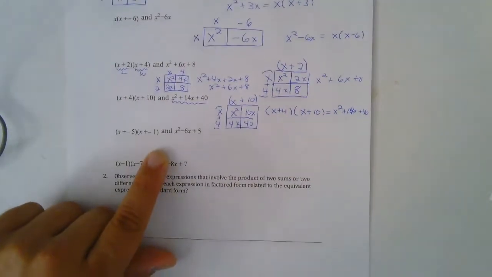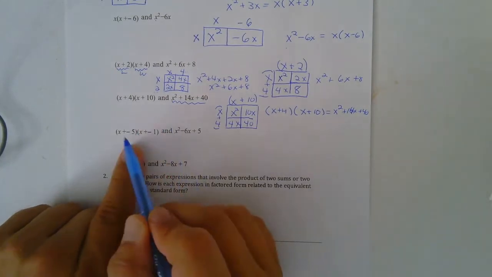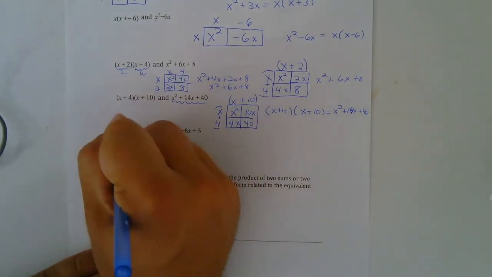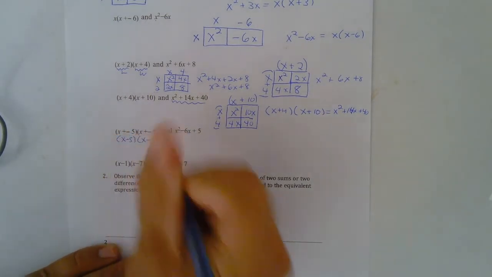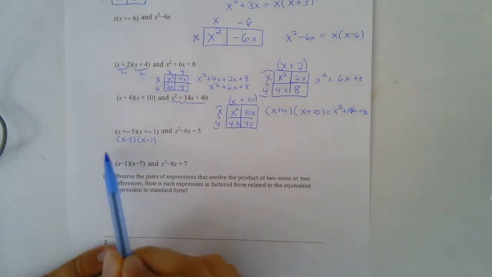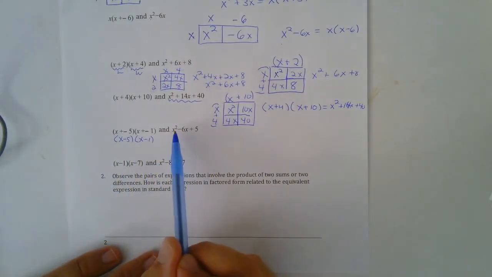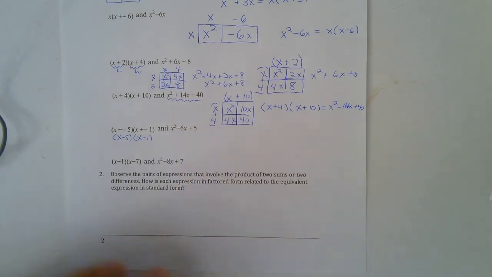So we can do some other ones too. What if we had 2 negative numbers? So really this x plus negative 5, no one writes it like that. They write x minus 5 and x minus 1. Why write 2 operations when you can just write 1? We can show that that is going to equal in standard form x squared minus 6x plus 5.